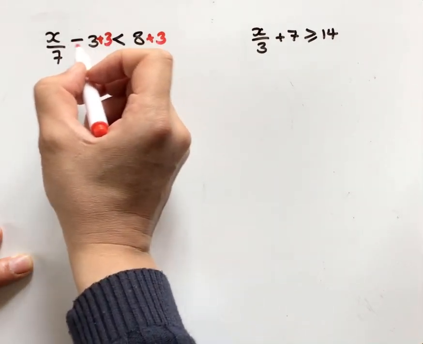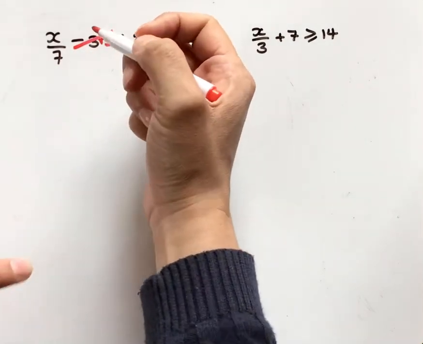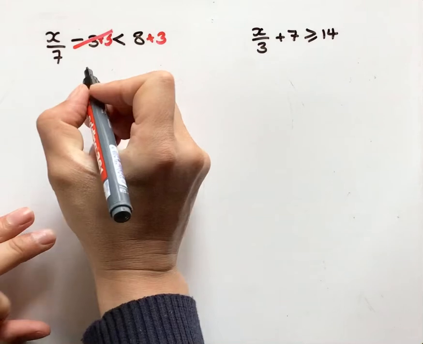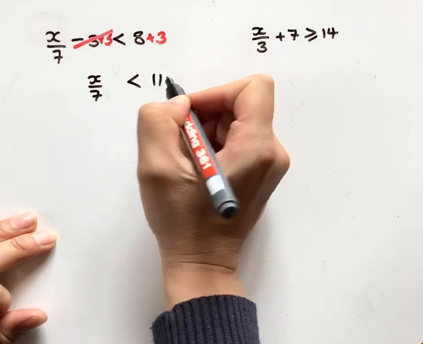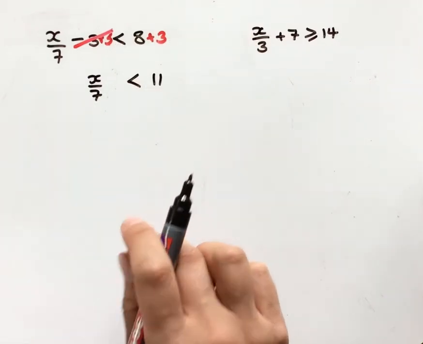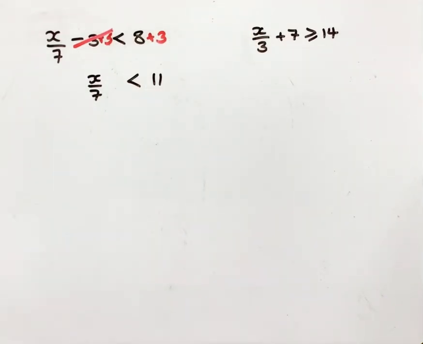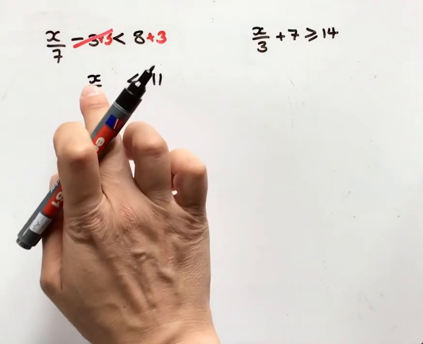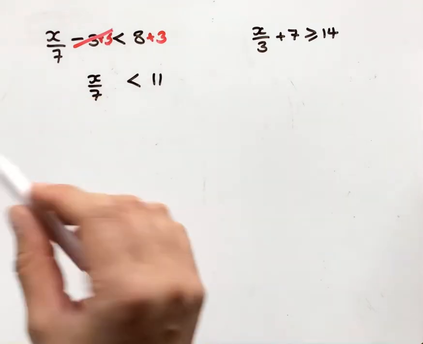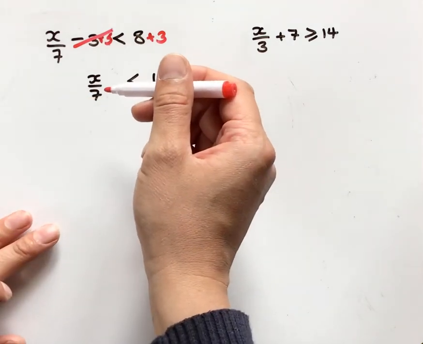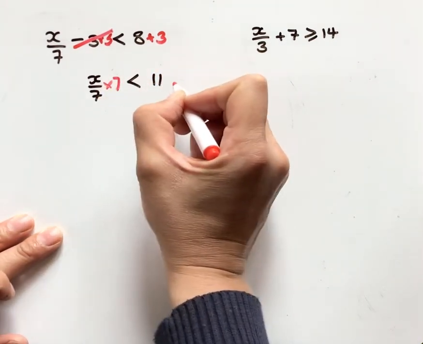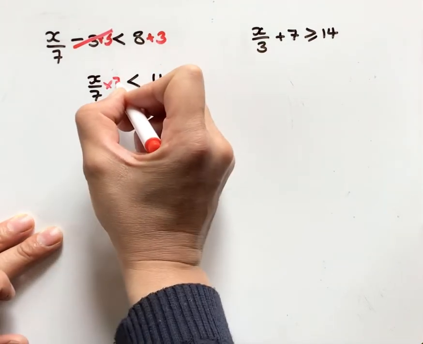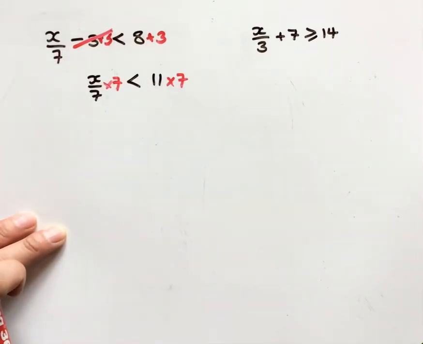So my minus 3 and my plus 3 cancel out, and I'm left with x over 7 on the left and 11 on the right, and I just keep that inequality sign the same. Now I've nearly got x on its own, but I've got this over 7 there as well. Over 7 means divide by 7. So the inverse of divide by 7 is times by 7. So let's times both sides by 7.